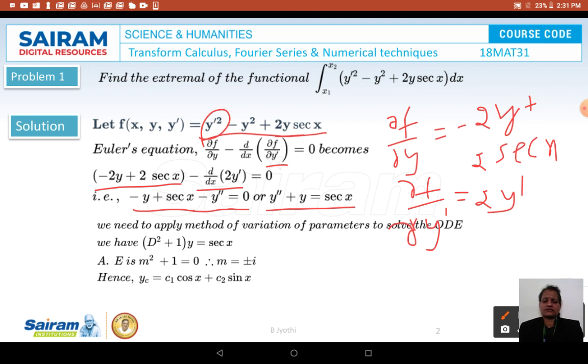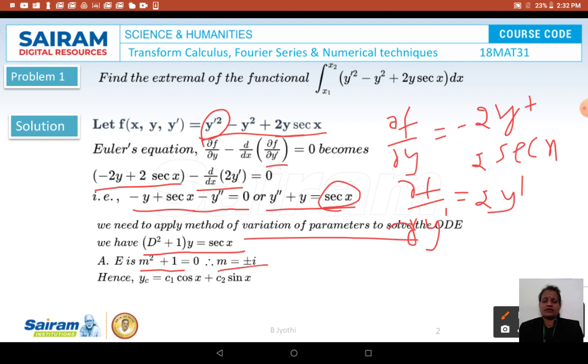Now for this problem, the right hand side is not a standard form. If we have an exponential or a polynomial, or sine and cos, then only we can solve it directly. But otherwise we have to apply the method of variation of parameters in order to solve this ODE. So let us consider D squared plus 1 of y is equal to secant x, whose auxiliary equation is given by m squared plus 1 is 0.